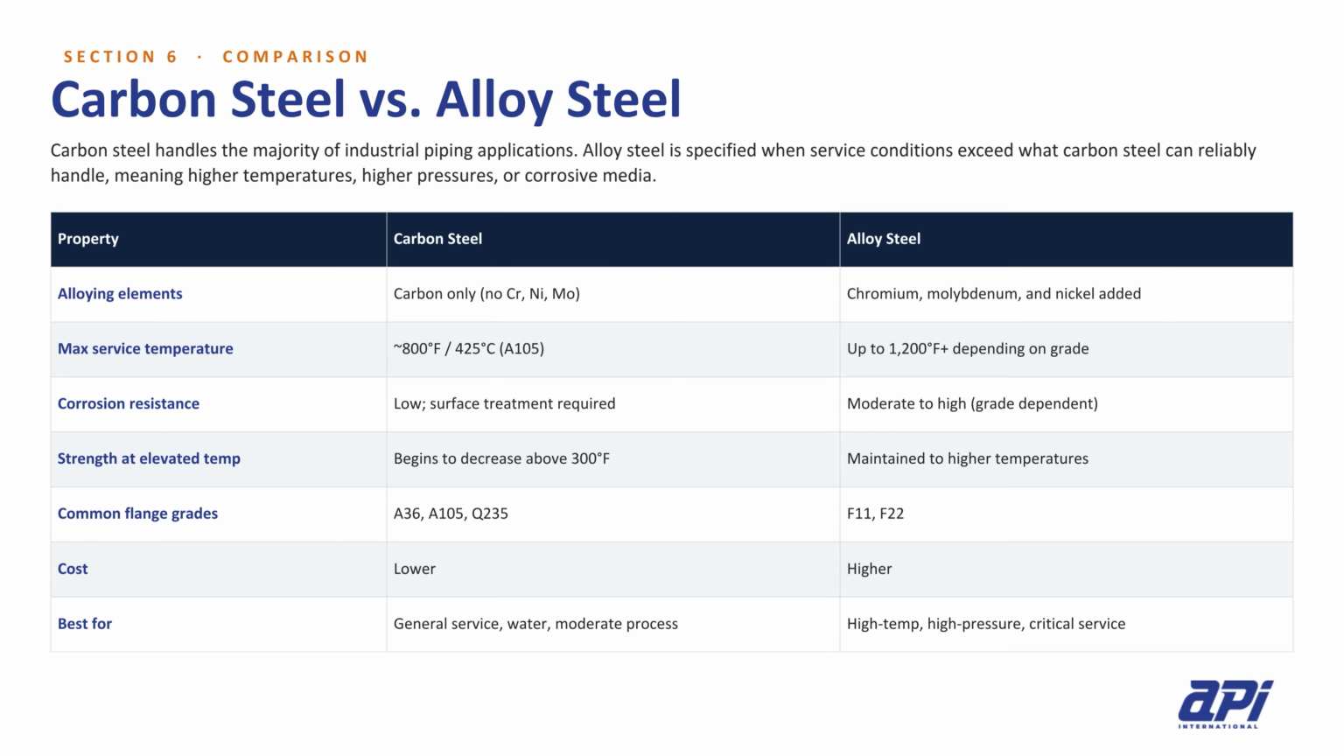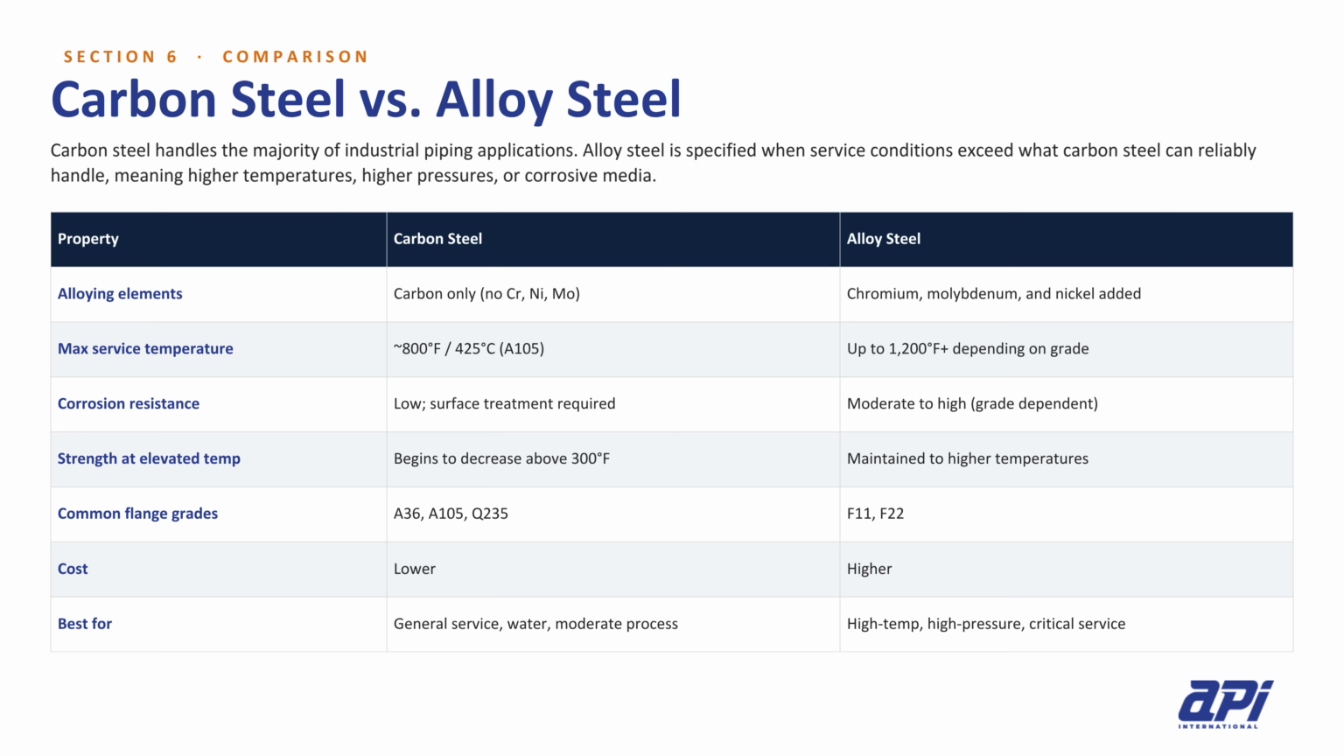Alloy steel is specified only when conditions exceed what carbon steel can reliably handle, meaning higher temperatures, higher pressures, or corrosive media. Carbon steel is primarily an iron-carbon alloy with small amounts of elements such as manganese or silicon. Alloy steel contains intentionally added alloy elements such as chromium, molybdenum, nickel, or vanadium in greater amounts to improve properties like strength, toughness, corrosion resistance, or high temperature performance.